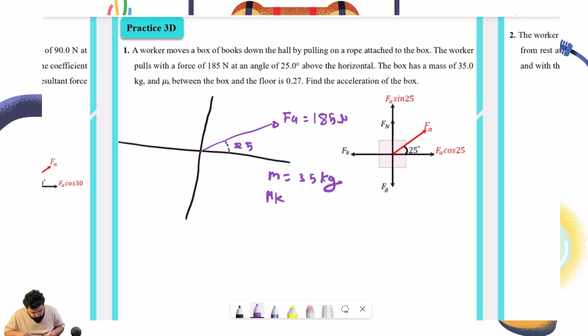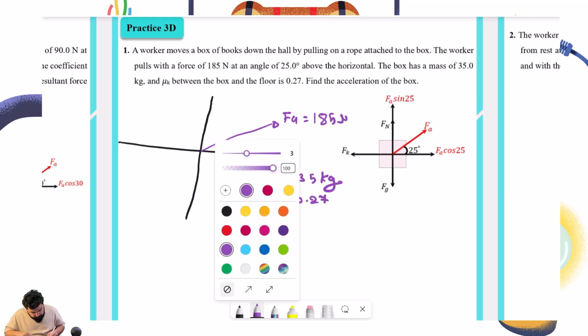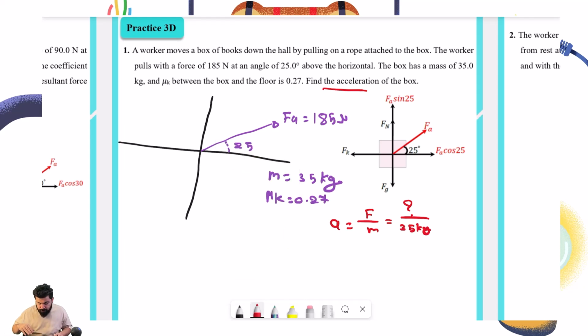Mu k, the coefficient of kinetic friction, is equal to 0.27. It asks, what is the acceleration of the box? Acceleration of the box is equal to F divided by m. I don't have F, I have a mass which is equal to 35 kilogram. So let's find the force.